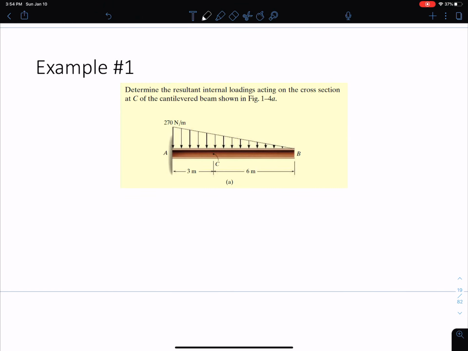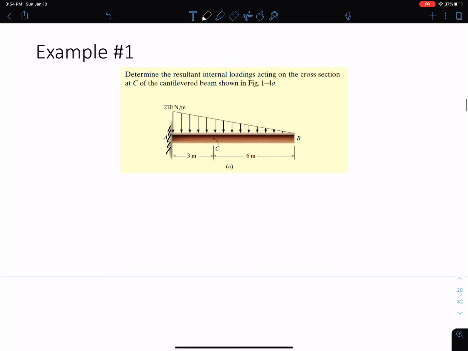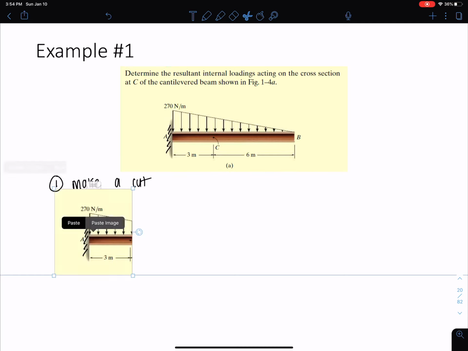Determine the resultant internal loadings acting on the cross-section at C of the cantilevered beam shown. So cantilever beam means it's fixed at one end, which is A here, and it's free at the other end at B. Okay? The first thing I want to do here is pretty straightforward. I just want the internal forces at C. So the first thing I want to do is make a cut, and I'm going to make that cut exactly where the problem is asking, which is point C.